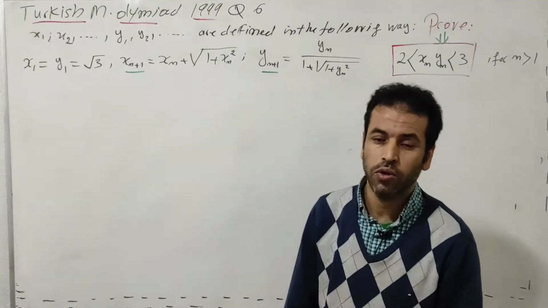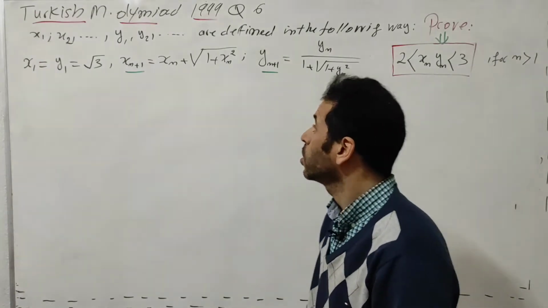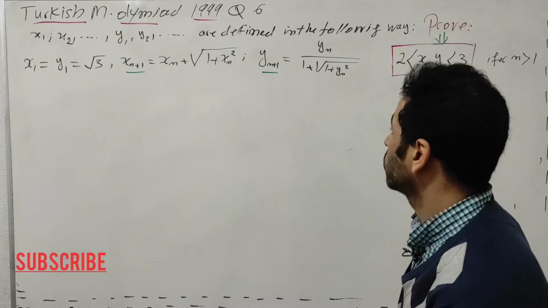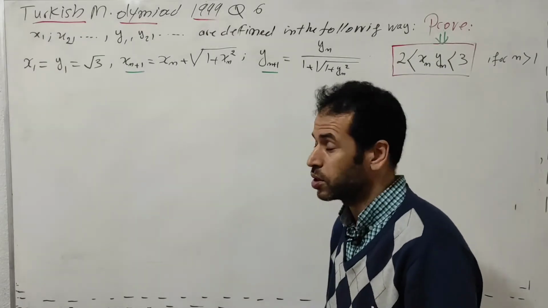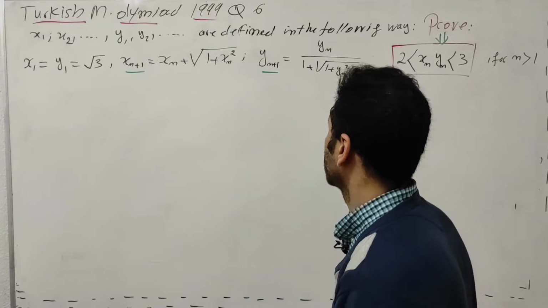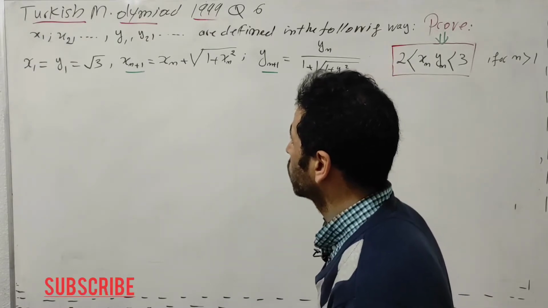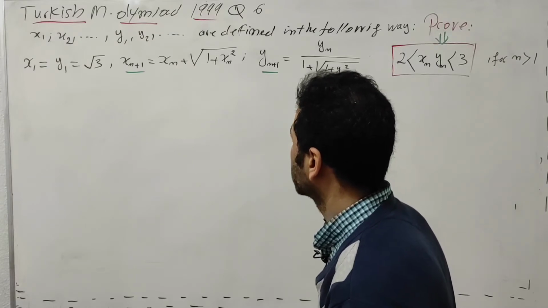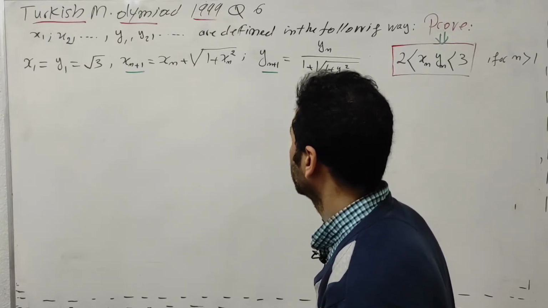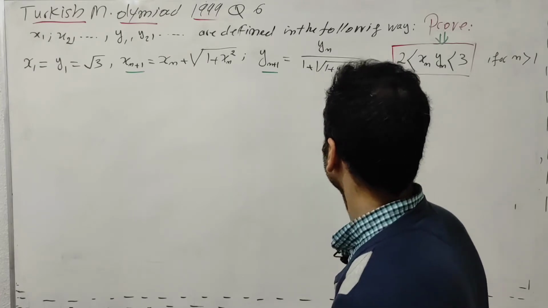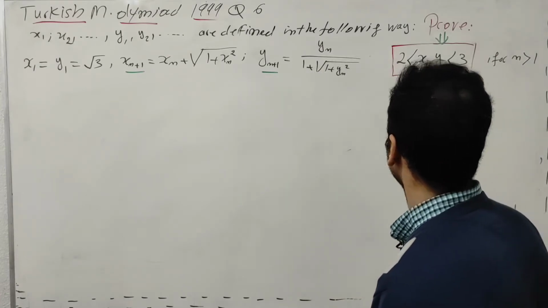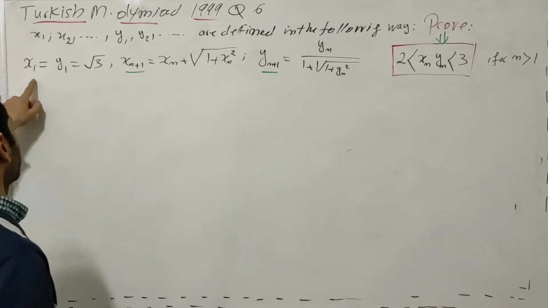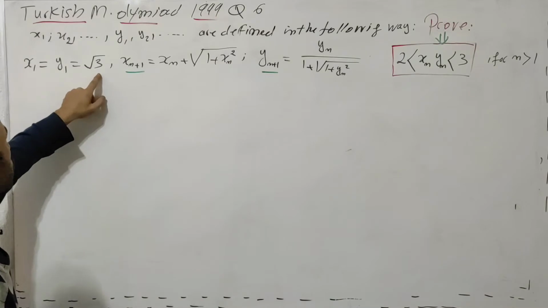Hi, in today's video I would like to introduce you to a very nice problem from the Turkish Mathematical Olympiad, edition 1999, question number 6. Here is the following statement. There are two sequences. We have the first sequence x1, x2 up to xn, and the second sequence y1 up to yn, defined in the following way. We have x sub 1 equal to y sub 1 equal to square root of 3.